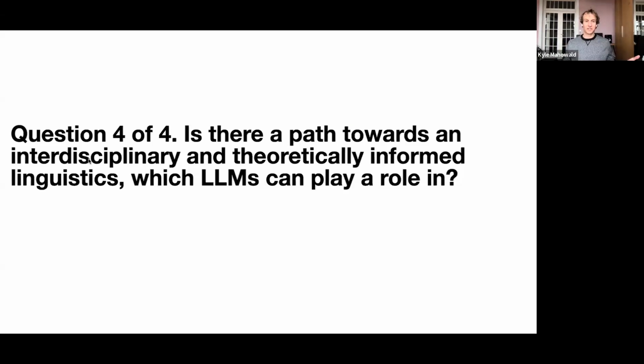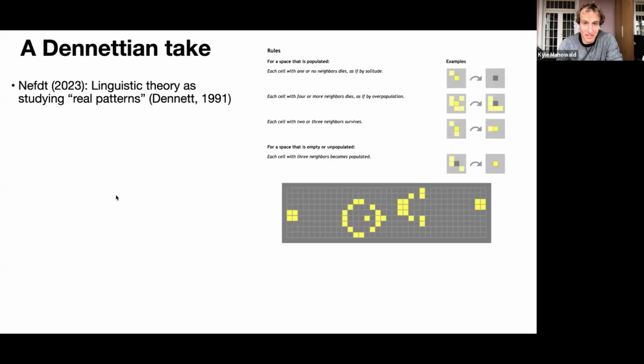Okay, and then to conclude, I wanted to finally consider this last question about a path towards an interdisciplinary and informed linguistics. So again, inspired by yesterday, I think there's a potential for a kind of Dennettian take here. And Ryan Nefdt has this really nice book on philosophy of linguistics, who's the first I know of, though maybe it happened before, to propose this idea of linguistic theory as real patterns in the Dennett sense. So real patterns in the Dennett sense, right? He uses this example of the game of life, where you've got some grid worlds and then a very particular set of local rules for doing manipulations in that world that can then give rise to these much larger patterns. And this is Conway's game of life.